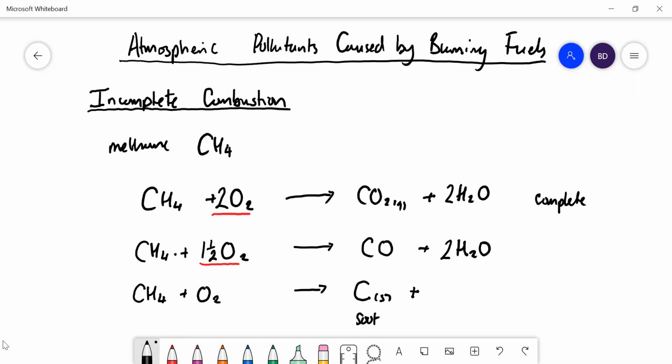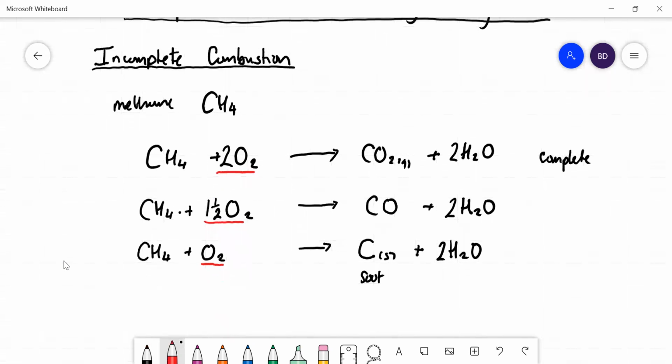Okay, and you'll get H2O, and to balance that I needed 2 there, but you've got 2 atoms of oxygen, so if you only have 1 mole of oxygen for every mole of methane, you won't get carbon monoxide, you'll get soot. Now if you've got any less moles of oxygen, then some of the hydrocarbon will remain unburned. So these are incomplete combustion.